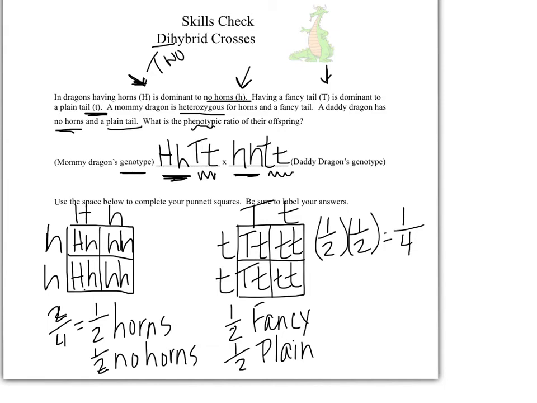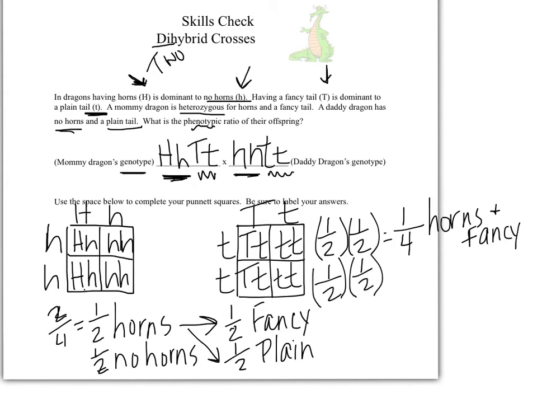So here's what we're multiplying together, these guys. The words. So it's going to have horns, and it's going to be fancy. My marker would work. Okay. And then we'll cross together these guys. So now it's going to be a half times a half. So same answer, 1/4, but now it's going to be horns and plain tail.